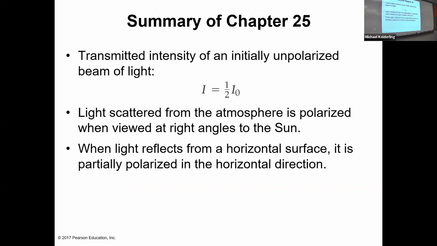And the transmitted intensity of an initially unpolarized beam of light going through a polarizer is half the initial intensity. And light scattered from the atmosphere is polarized when viewed at right angle to the sun. And when light reflects from a horizontal surface, it's partially polarized in the horizontal direction.